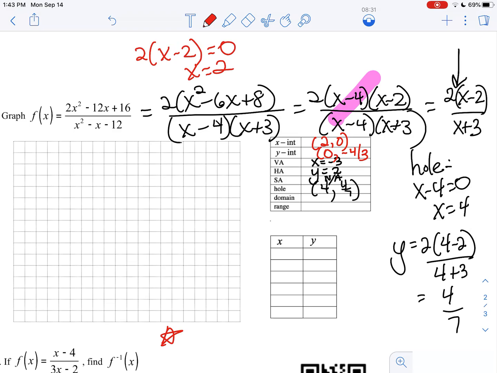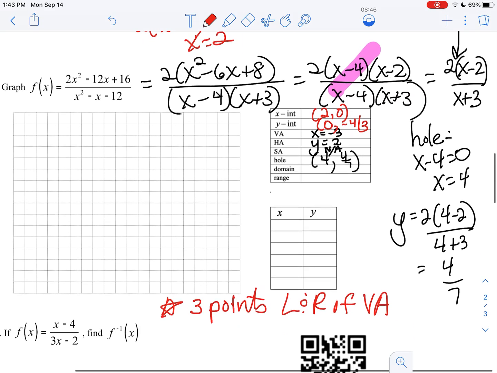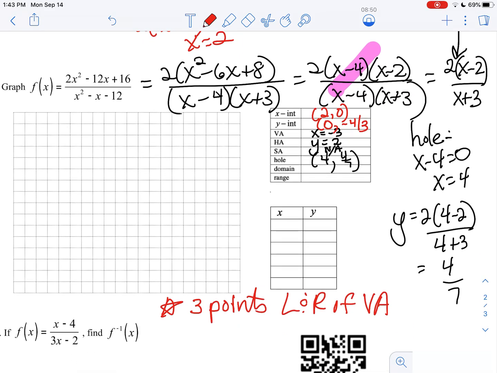But something I need to tell you about, and this is for me personally, as your teacher. When you graph a rational function with a vertical asymptote, I require 3 points left and right of the vertical asymptote. That's not an IB requirement, that's a Mrs. McInerney requirement. So here's what I mean.